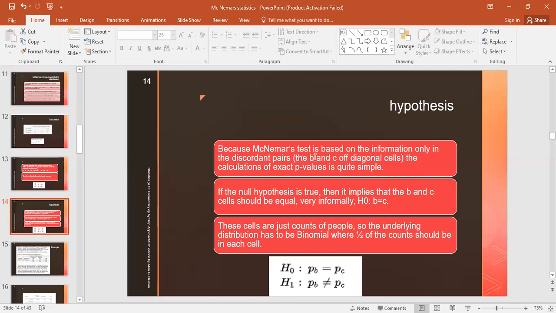Because the McNemar test is based on the information only in the discordant pairs, the calculation of the exact p-value is quite simple. If the null hypothesis is true, then it implies that the B and C cells should be equal. Very informally, these cells are just counts of people, so the underlying distribution has to be binomial, where one half of the count should be in each cell.